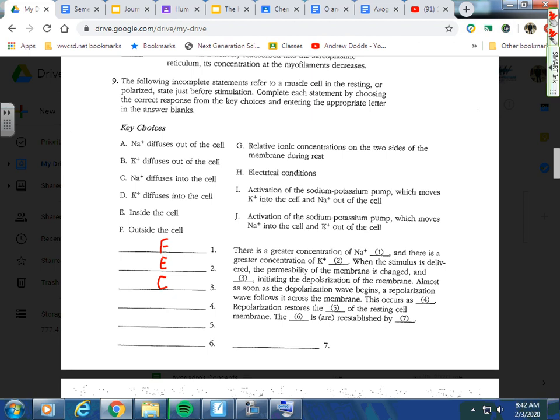Number 4 is going to be B. The potassium diffuses out of the cell. Repolarization restores the electrical conditions. And number 6 is going to be G. The relative ionic concentrations on the two sides of the membrane during rest is reestablished by number 7 is I, activation of the sodium-potassium pump. All right, so there's 6 through 9.